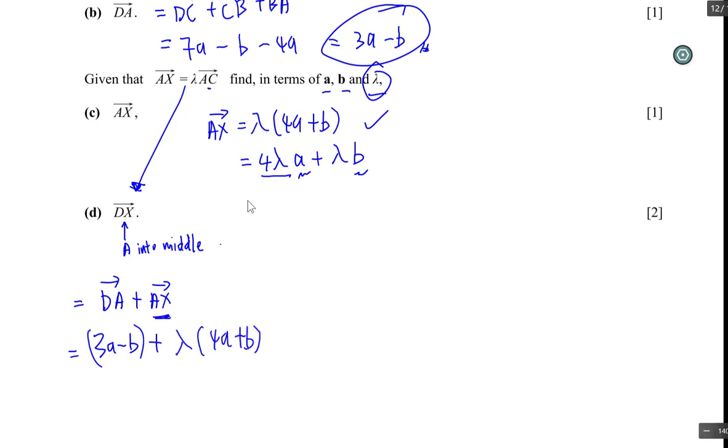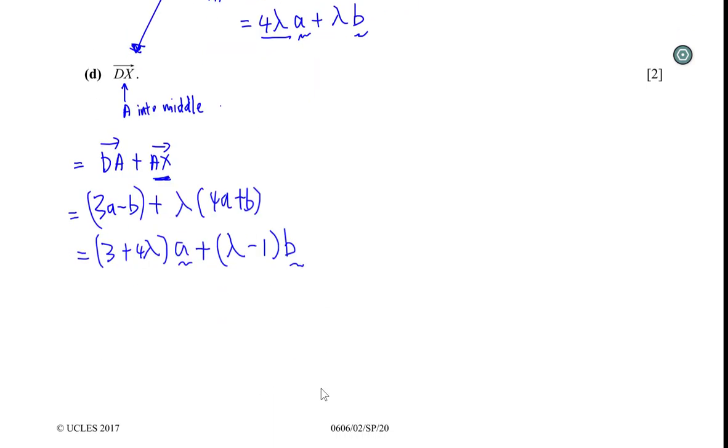Okay, so I will group the A together, because I know later I need to find the lambda one, definitely. This one has 3A, this one has 4 lambda A, right? So I will just say 3 plus 4 lambda, A. And I'll group the B together. This is lambda B, this is negative 1, right? So I write the lambda first, minus 1, B. I just factorize out A and B like this. Okay, this is my DX.